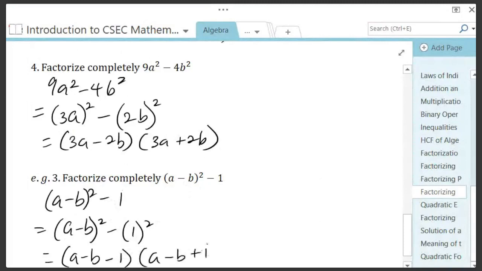I'll go through it again. A minus b squared minus 1. Remember this 1 here, we could express it as 1 squared and still get back this 1 because the square root of 1 is 1. Okay? We're using the terms inside of the brackets here to write the conjugate. So this is a minus b minus 1, a minus b plus 1. Okay? Let me know if this is clear with you all.